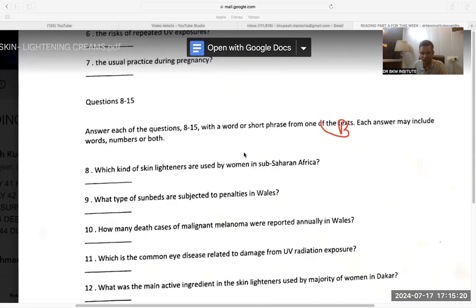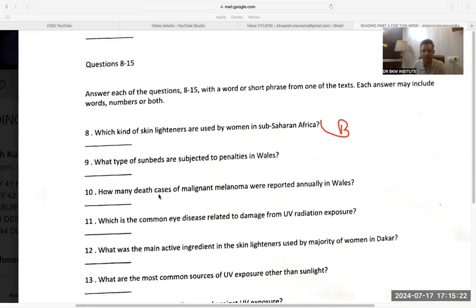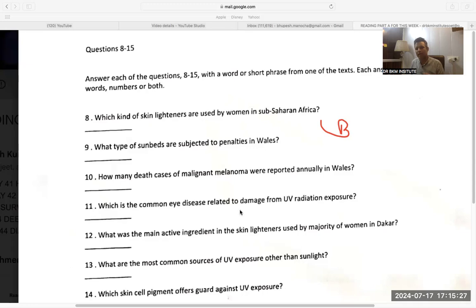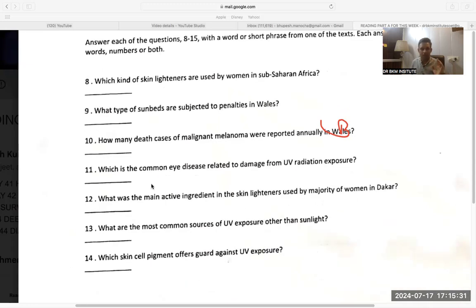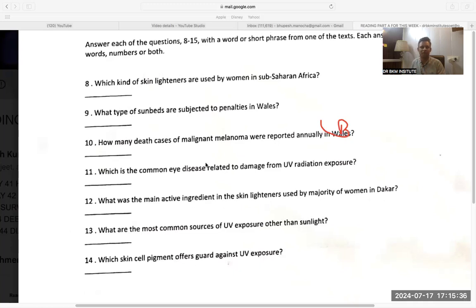As per me, I will get the answer checked because I don't know how many deaths. Now I know it is given in D. What is the common eye disease related to damage? Cataract was the word I studied. What was the main active ingredient in the skin lighteners used by the women in Dakar?